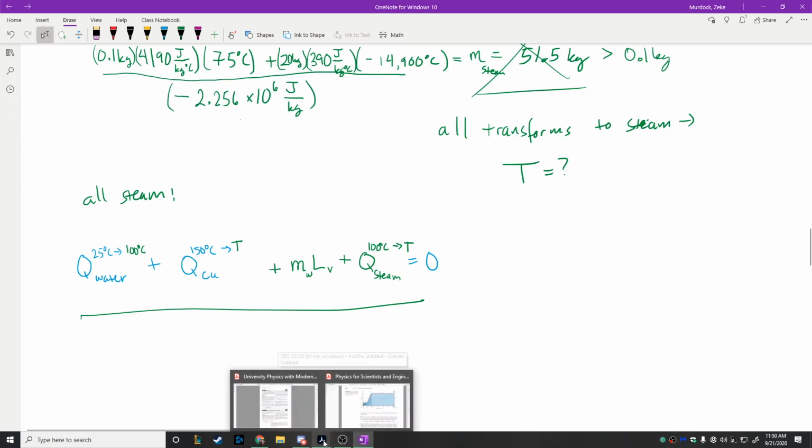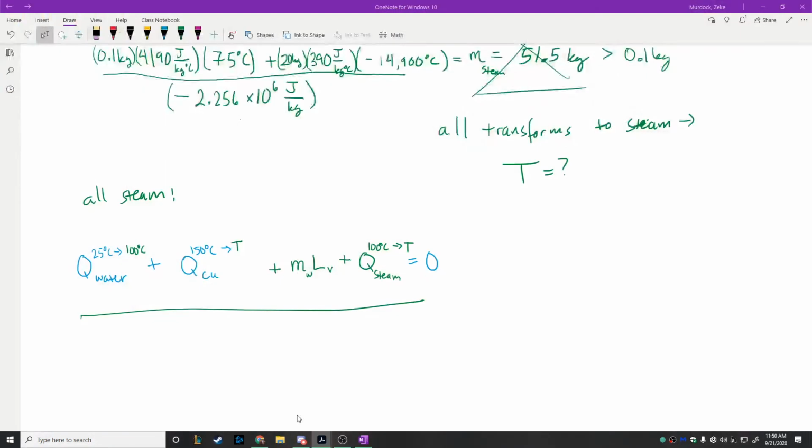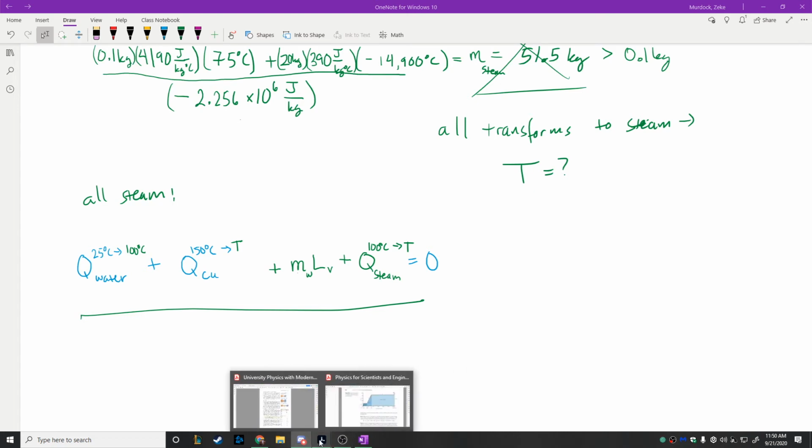Would y'all like to just grab a random problem from the textbook that might be a little more challenging and try it out? What do you guys think? Want to try that? Okay. So let's find one.